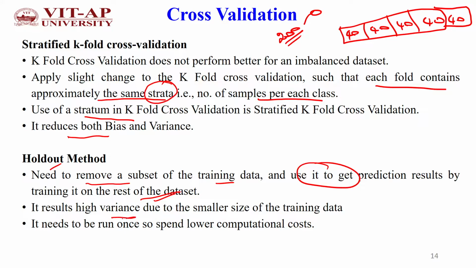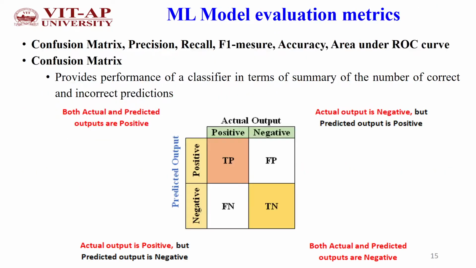It results in high variance due to the smaller size of the training data, because it is taking a smaller number of training samples, so there is the possibility of high variance. And it needs to run only once, so it has a lower computational cost. Only once it will be run, so that's why it will take less time.